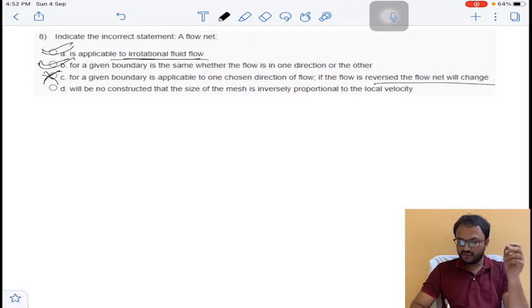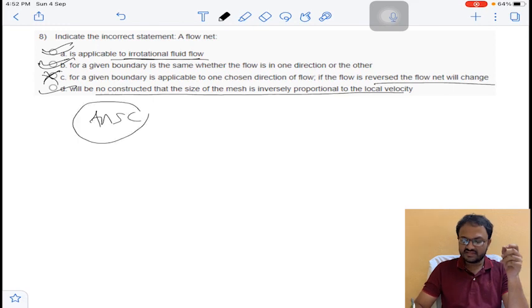Coming to option 4, the flow net is constructed so that the size of the mesh is inversely proportional to the local velocity. Obviously the size is a function of velocity, so this is a correct statement. Option C is the answer, that is, C is the incorrect statement.